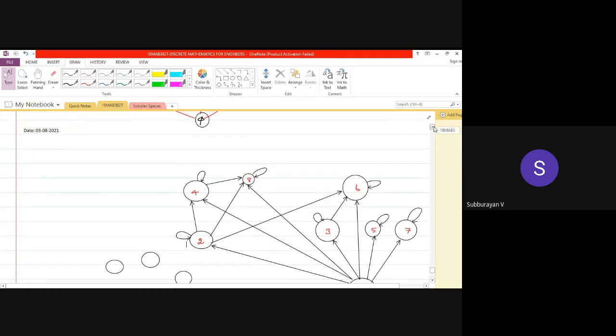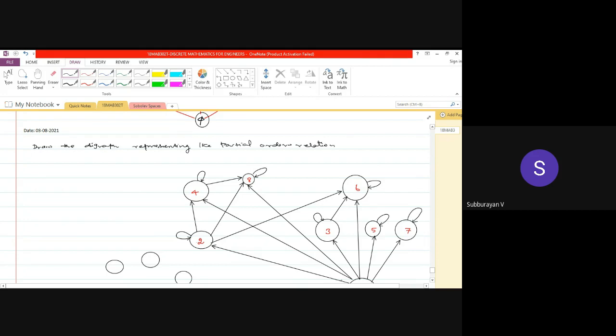Now see, today's question is: draw the digraph representing the partial order relation.